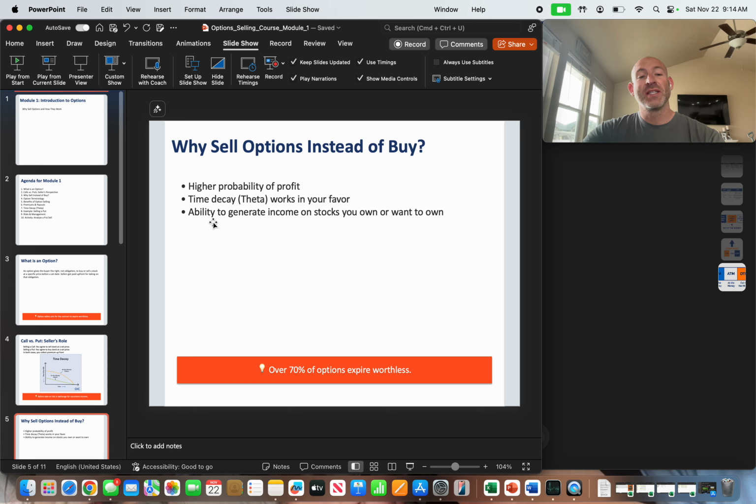And this creates an ability to generate income on stocks that you own or that you want to own. That's kind of the cool thing about selling a put: it's a stock that you want to own at a price you want to own it at, and you're getting paid for that process.